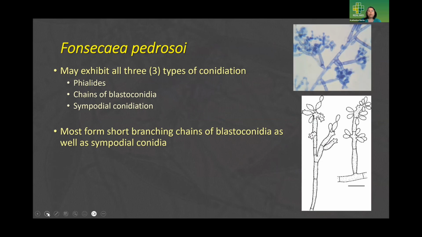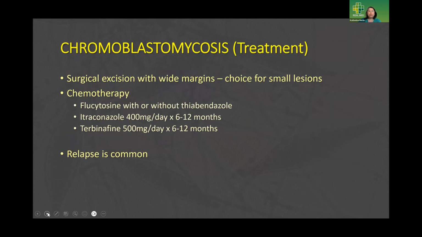Fonsecaea pedrosoi may exhibit all three types of conidiation, namely phialides, chains of blastoconidia, and sympodial conidiation. Most form short branching chains of blastoconidia as well as sympodial conidia. Treatment of chromoblastomycosis includes excision with wide margins for small lesions, and chemotherapy using flucytosine, itraconazole, and terbinafine. Relapse is common for this condition.